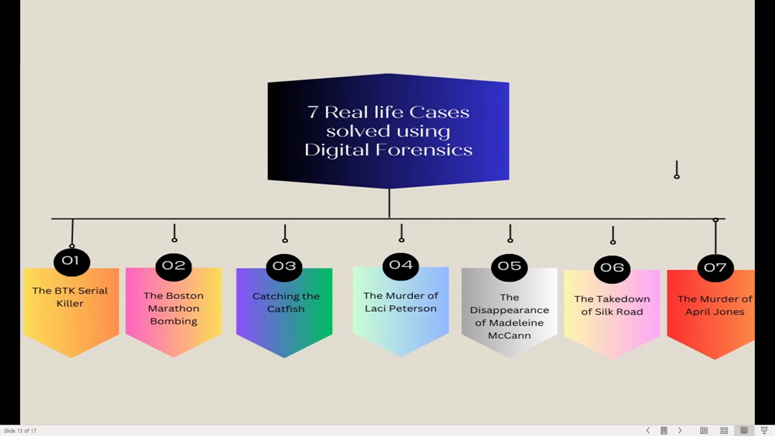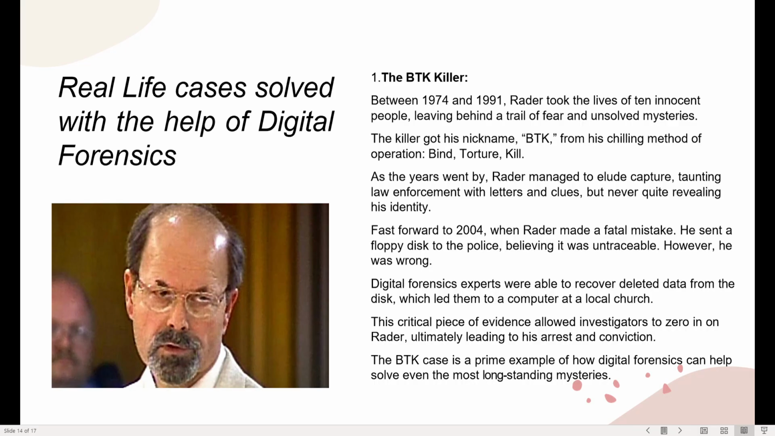Next are 7 real cases solved using digital forensics. First is the BTK killer. In 1991, the killer took the lives of 10 innocent people. He got his nickname BTK killer because of his method of operation. First he bound the victims, then tortured them, and after that they were killed.